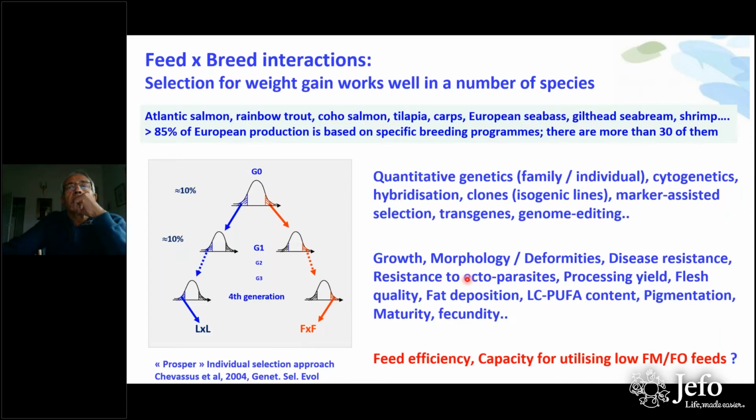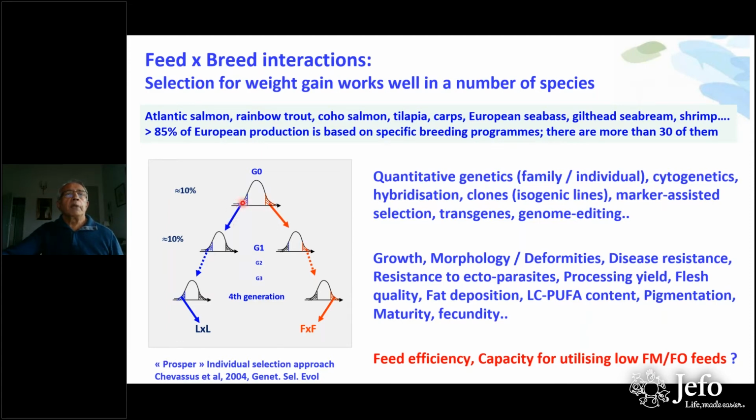Aquaculture is also very much reliant on genetic improvement. Selection for weight gain has been undertaken with a number of species over the past 30 or 40 years. Long back, there were genetic works in the Czech Republic and in China. Atlantic salmon, trout, coho salmon, tilapia, carps, European sea bass, shrimp, and everything. Almost 85 to 90% of European production is based on specific breeding programs. There are more than 30 of them. On the left side, I'm giving an example of the French selection program made by Jefo some years ago.